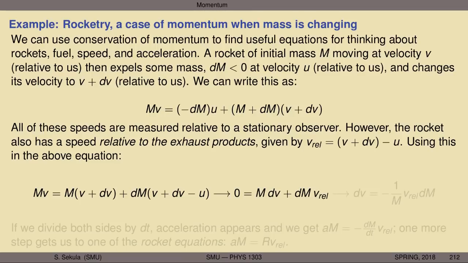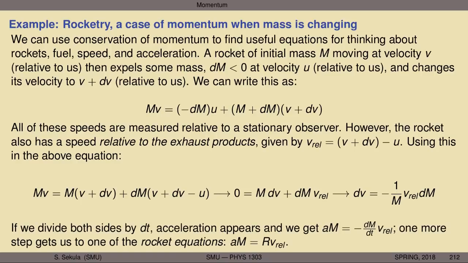And so if we rearrange this one more time, we will find that 0 is equal to M dV plus dm times V_rel. So the change in velocity of the rocket times the original mass of the rocket, plus the loss of mass from the rocket due to fuel times the relative velocity of the rocket and the fuel, are related to each other. And we can, in fact, solve for the change in velocity in terms of these other things.